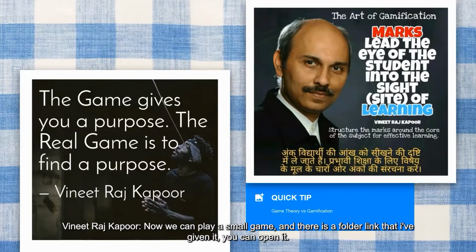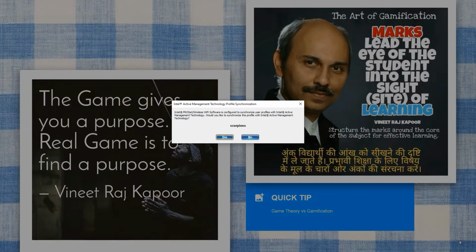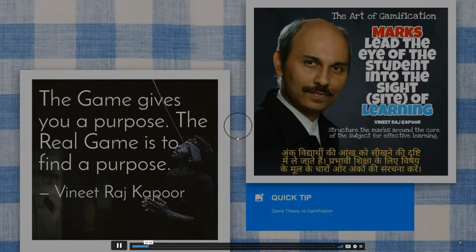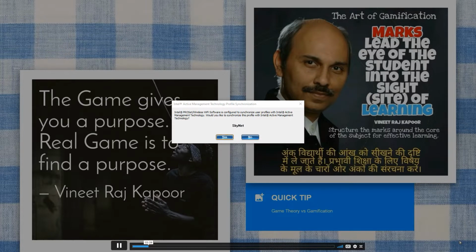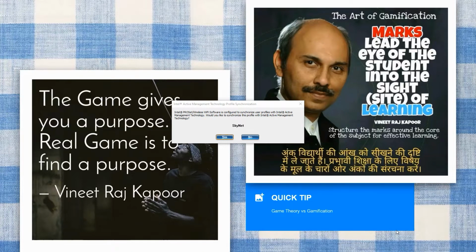Now we can play a small game. There is a folder link that I've given. If you can open it, okay, I need some volunteers alongside. Just maybe 8 volunteers.